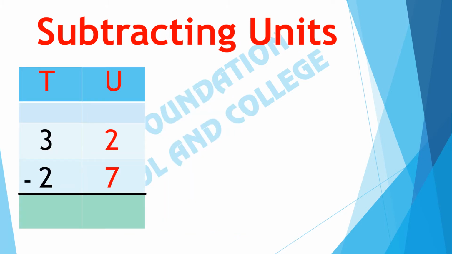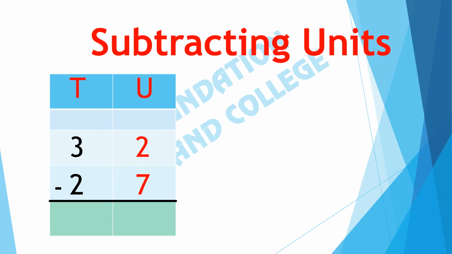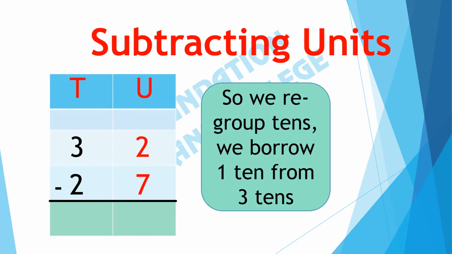We will start from units. As there are 7 units that we have to subtract from 2 units, but we cannot take away 7 units out of 2 units. So, what will we do? We will take borrow. We regroup the tens and borrow 1 ten from 3 tens. From 3 tens, if we take 1 borrow, here we are left with 2 tens.